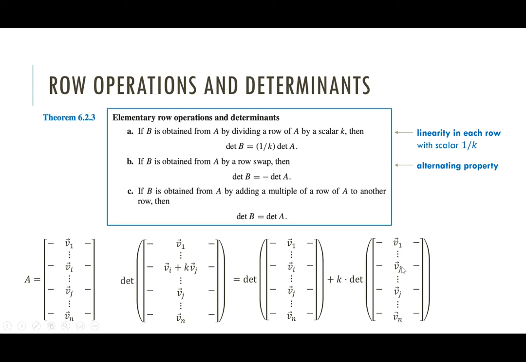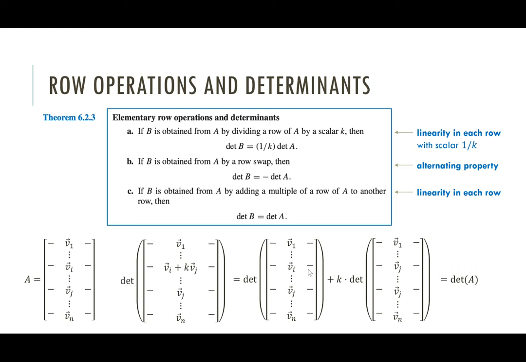But notice that this matrix now has Vj in two rows. And so any matrix that has two rows that are the same is going to have determinant 0. And so this whole thing is going to be 0. And so we're left just with this term, which was A. So adding a multiple of a row doesn't change the determinant. And that's due purely to the linearity in each row.